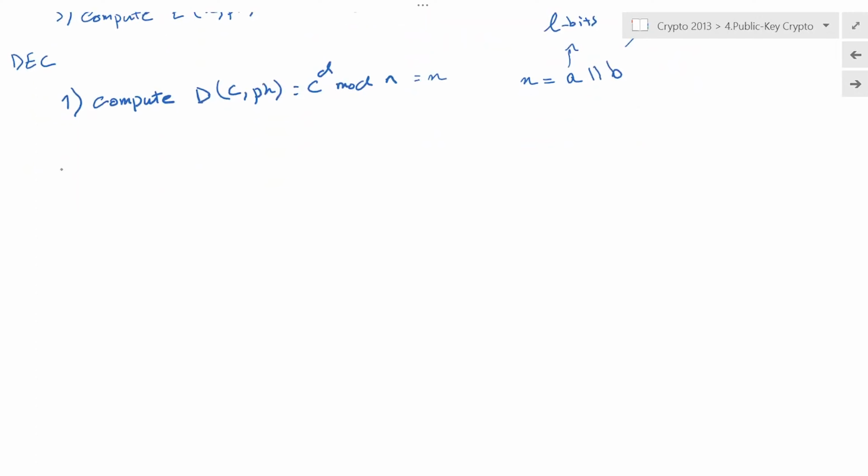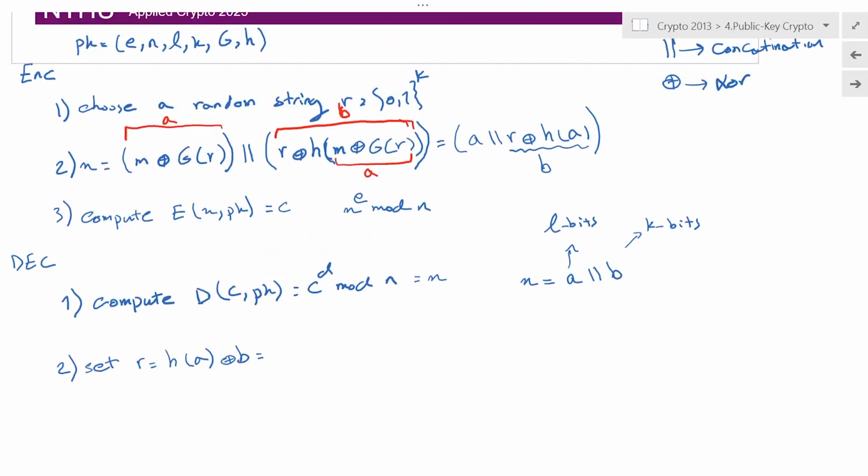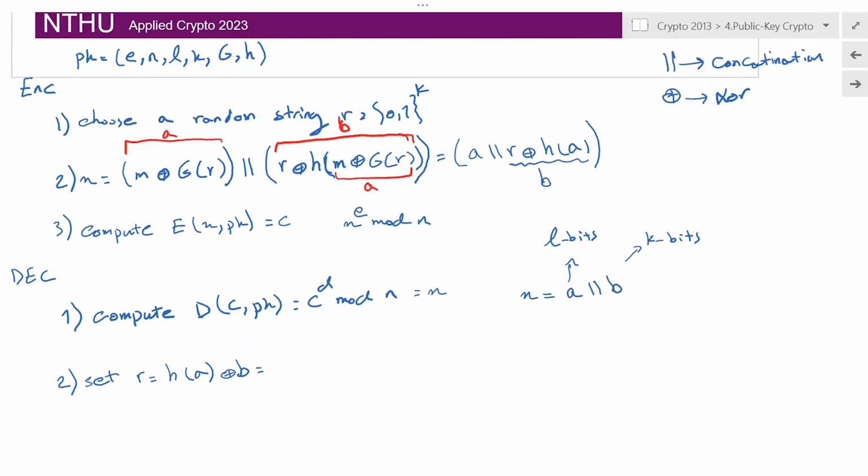Now that we got that, let's see how the magic happens. We are going to set R to be the hash of a XOR with b. Let's see how that works. In order to recover m, we are going to need this R, but at no point do we send R to the recipient. But the point is we can recover R the way that we have orchestrated this formula. So I'm saying that R equals the hash of a XORed with b. How do I know that? Because I know the exact hash function that they've used.